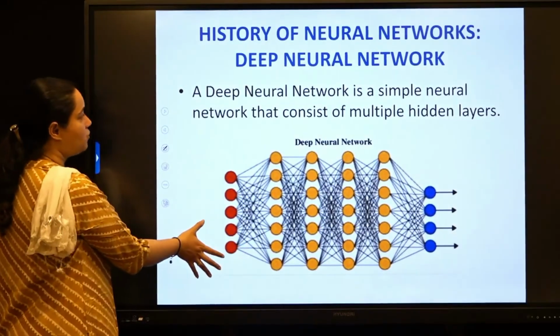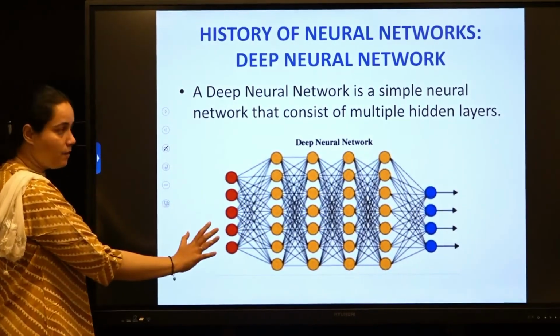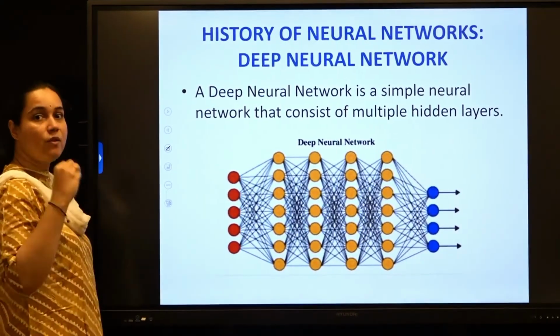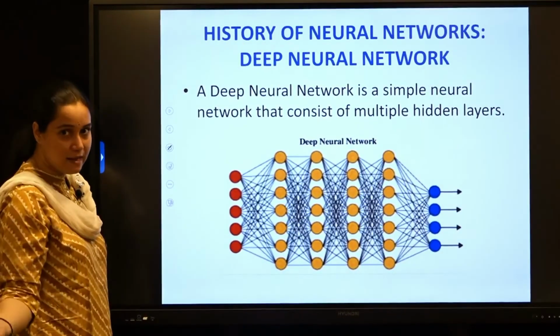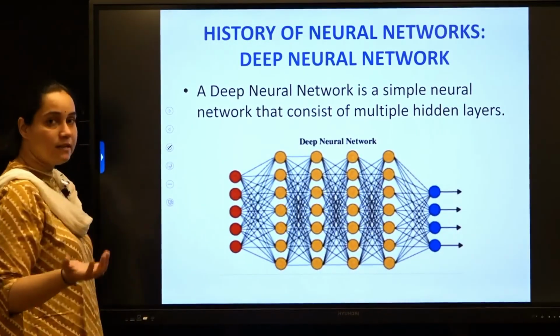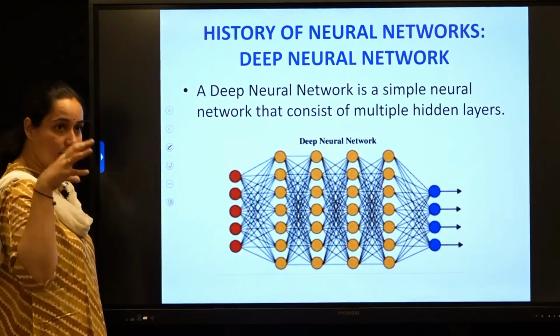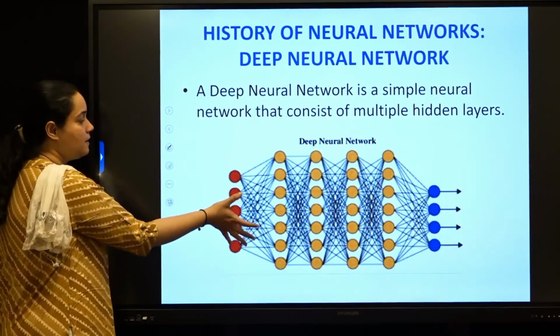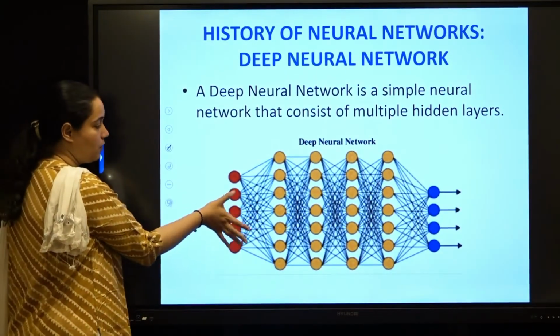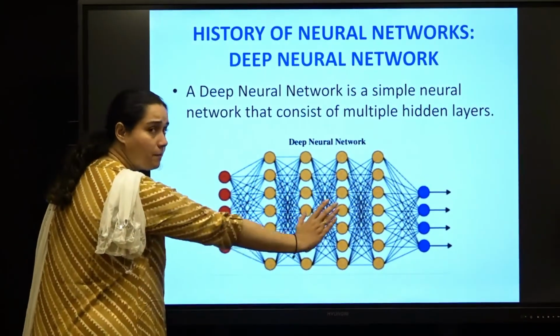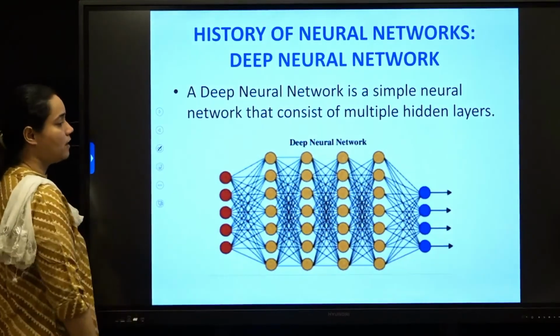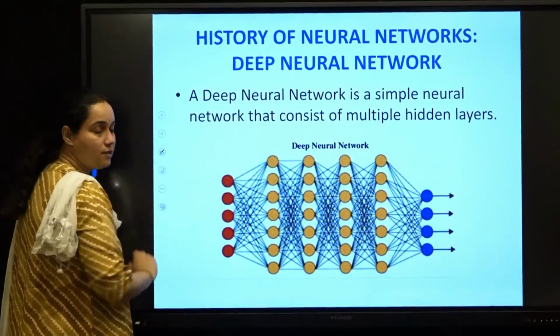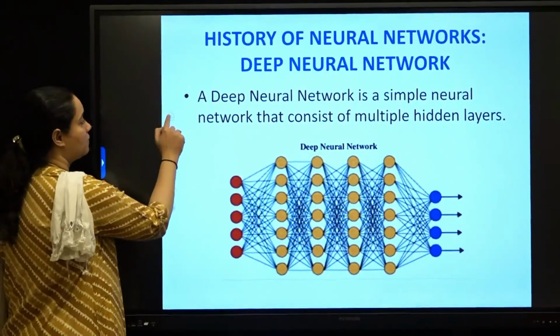If I talk about a gist of the deep neural network, it's a very simple neural network. The only thing is you have multiple hidden layers. We will discuss very soon the differences between shallow and deep neural networks in detail, but for now you can understand this is a basic deep neural network with inputs, outputs and multiple hidden layers. That's how a deep neural network looks, with all the interconnections amongst the neurons.